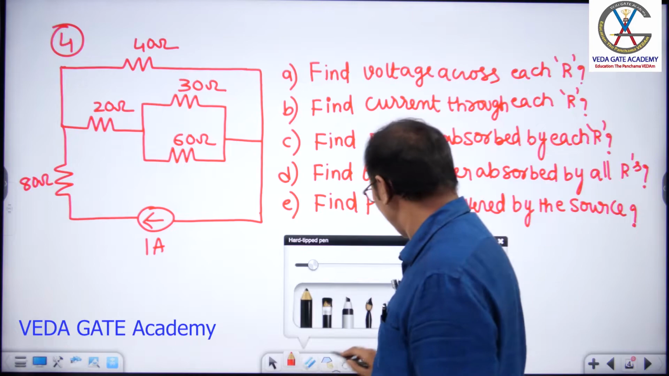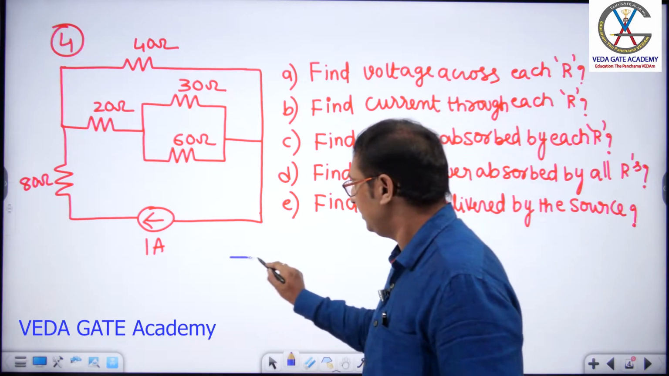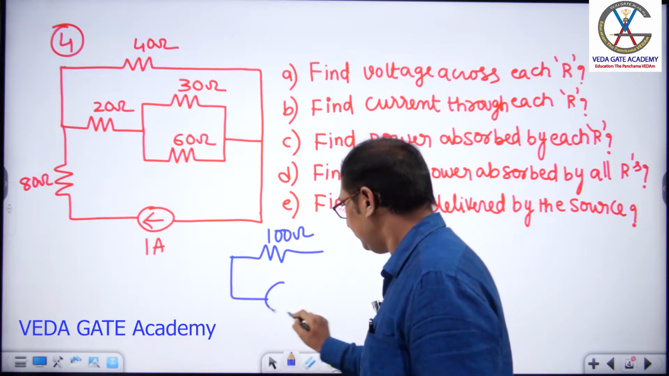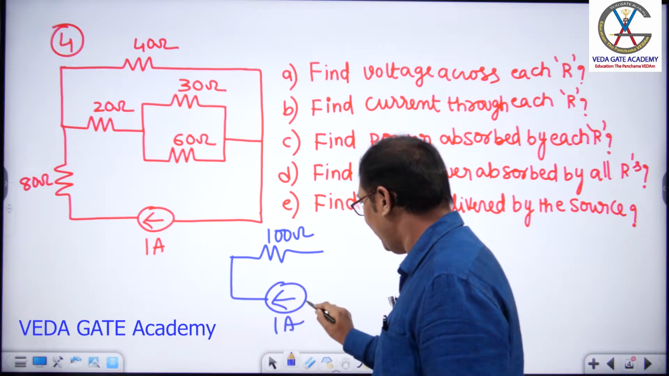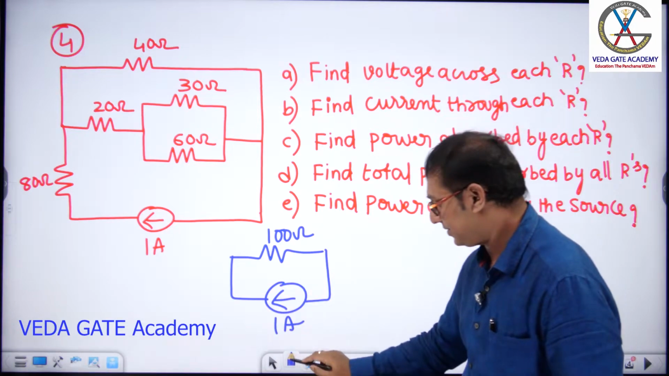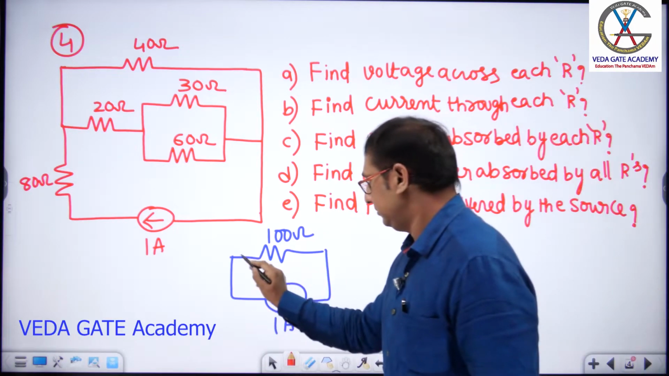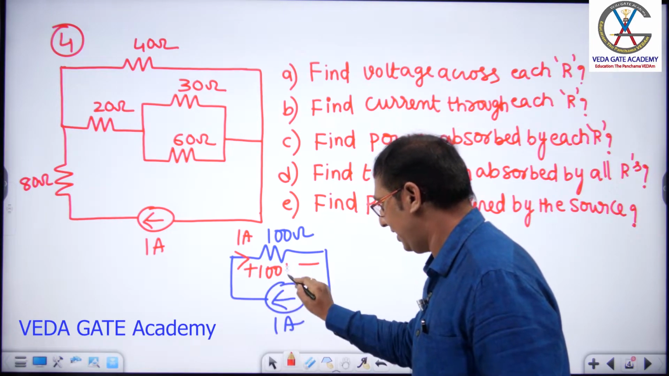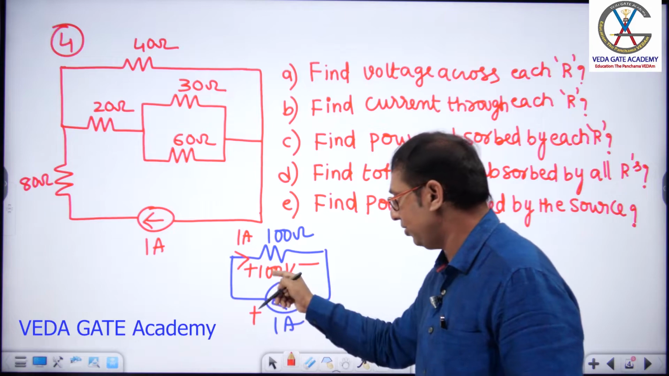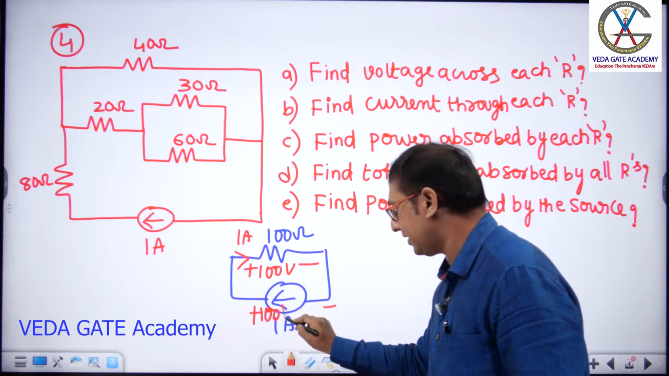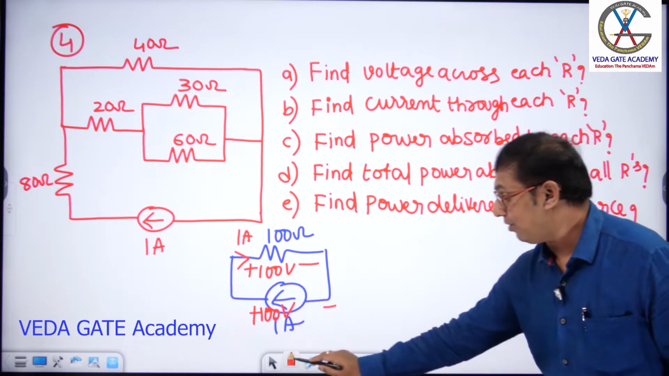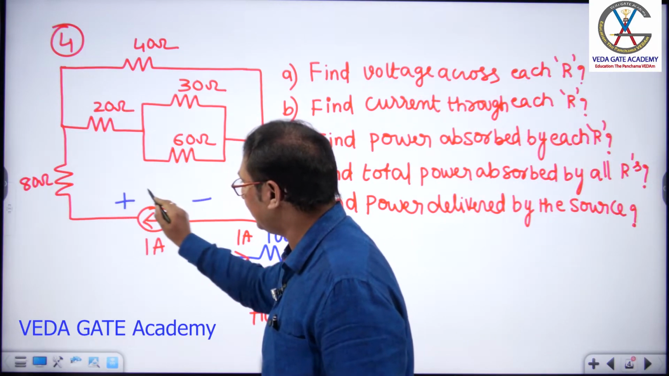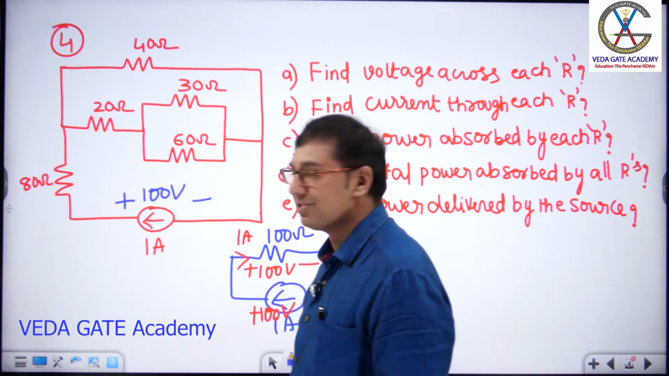Can I draw the circuit equivalent simply like this? Total 100 ohm resistance with a 1 amp current. Yes. You tell me, sir, what is the current here? 1 amp. What is voltage across this? 100 volts. Once you know this voltage is 100 volts, what is voltage across the current source? 100 volts. Now we clearly know the voltage across this current source is 100 volts.